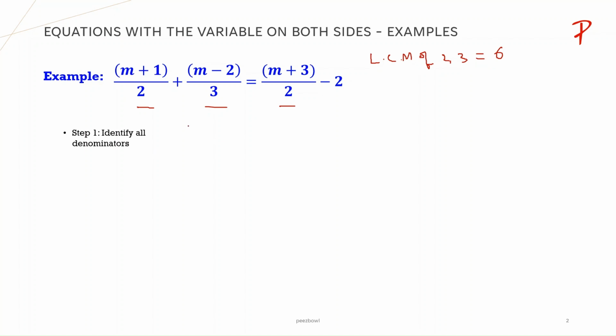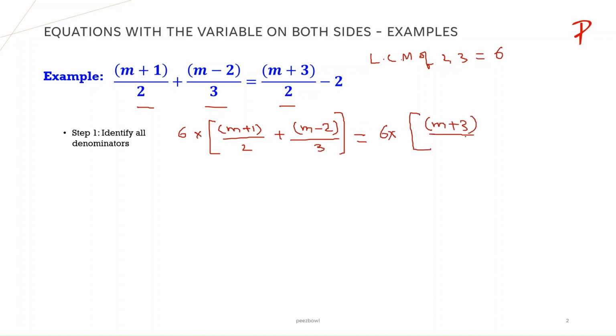So on the LHS, we will have 6 multiplied by, in a bracket, m plus 1 upon 2 plus m minus 2 upon 3, and this is equal to 6 multiplied by m plus 3 upon 2 minus 2, right? Second step is to distribute 6 to all terms, right? So on the LHS, we will multiply 6 by both terms, that is m plus 1 upon 2 and m minus 2 upon 3. Okay, let us simplify it.